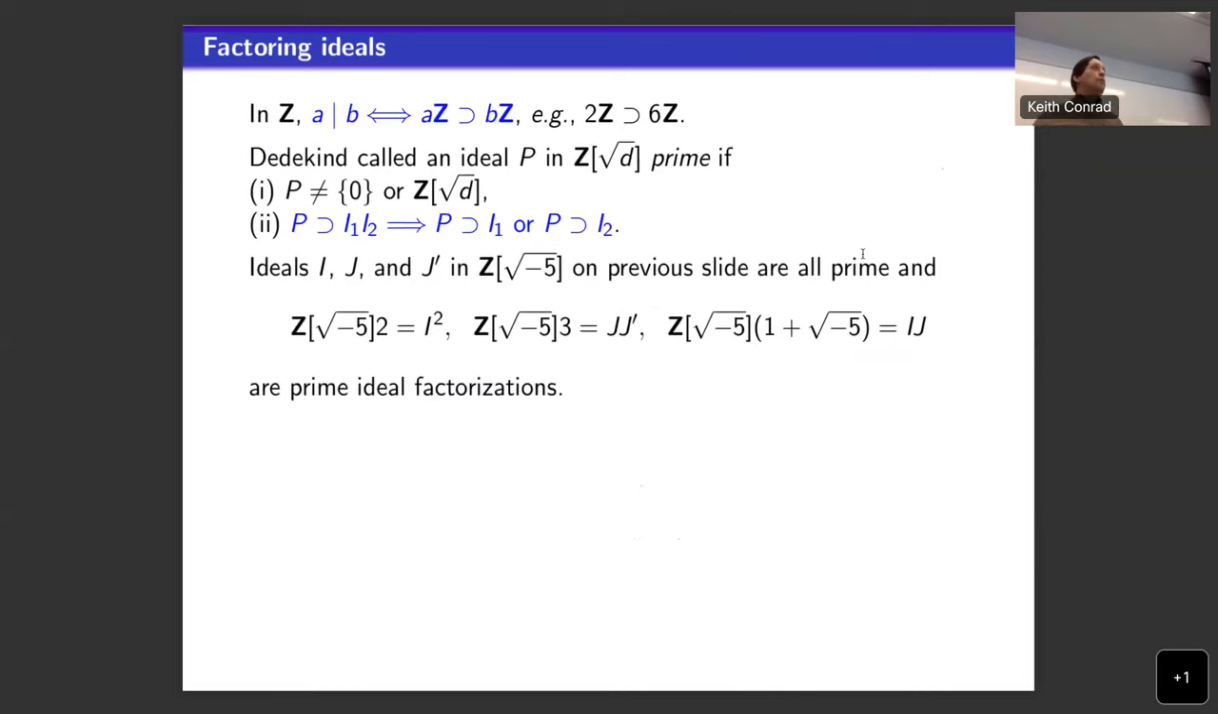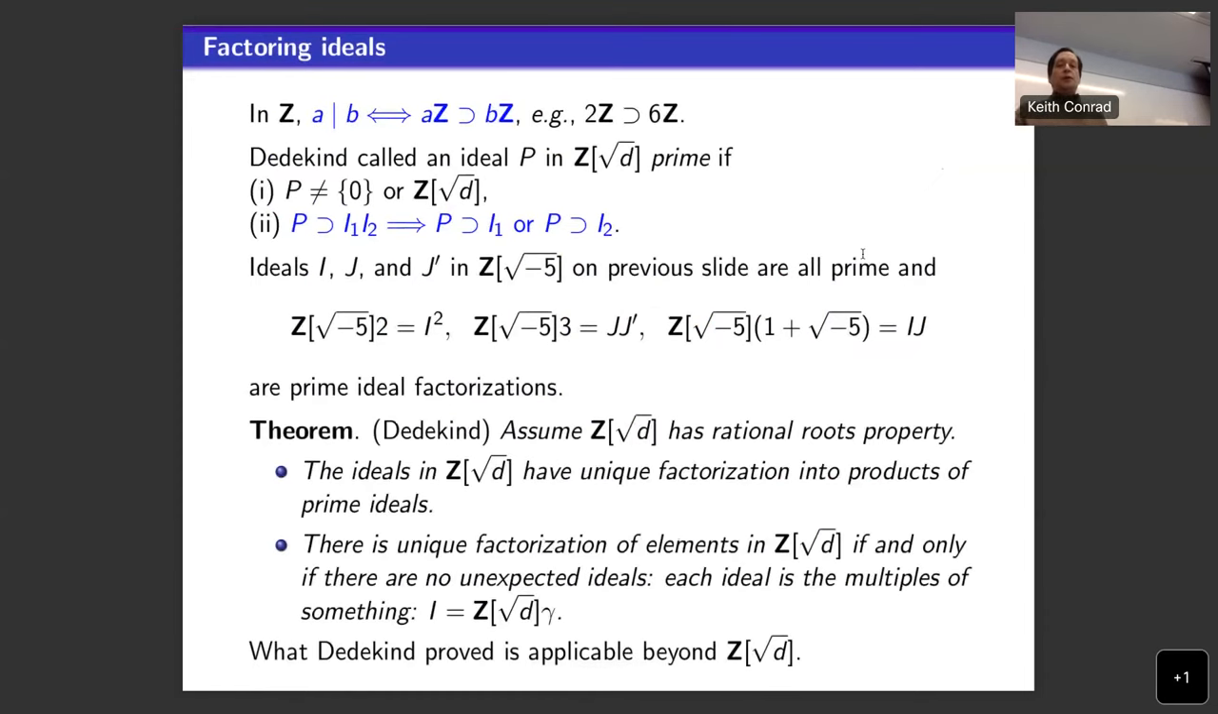So now, using non-principal ideals, we found a setting where we get prime factorization with ideals, and we can compare them and see that they're essentially the same in disguise. So this was one of Dedekind's great discoveries, that as long as Z bracket root D has that rational roots property, which I had mentioned before would be a consequence of unique factorization, then in fact, the ideals, not the elements, but the ideals, have unique factorization into prime ideals. And moreover, the only time that you have unique factorization of elements is exactly when the ideals don't give you anything new, when all the ideals are principal. So there's really no difference between elements and ideals in terms of factoring.